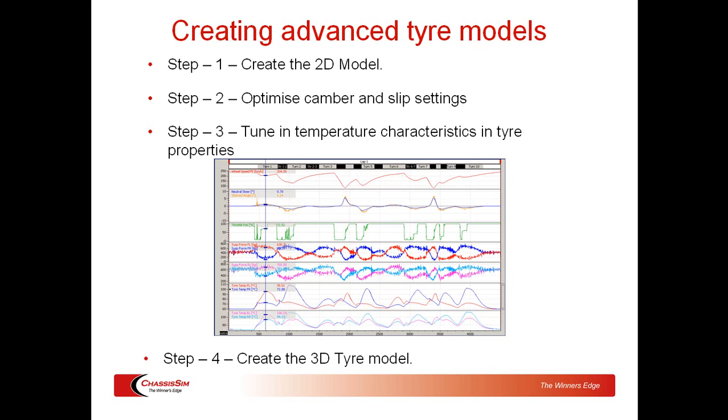Now, here's your process to go through and do it. You create the 2D model, you optimize your camber and your slip settings, you tune in your temperature tire model with the tire properties, and then you go on to create the 3D tire model. I've given a number of detailed tutorials on this, but that is your game plan. That has produced tire models without tire test rig data for formulas as diverse as GP2, GP3, V8 Supercars, sports cars, and a multitude of other different formulas.